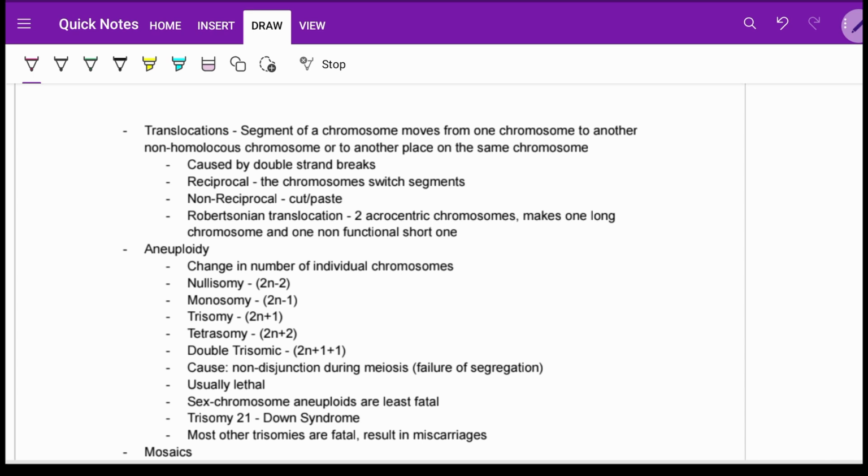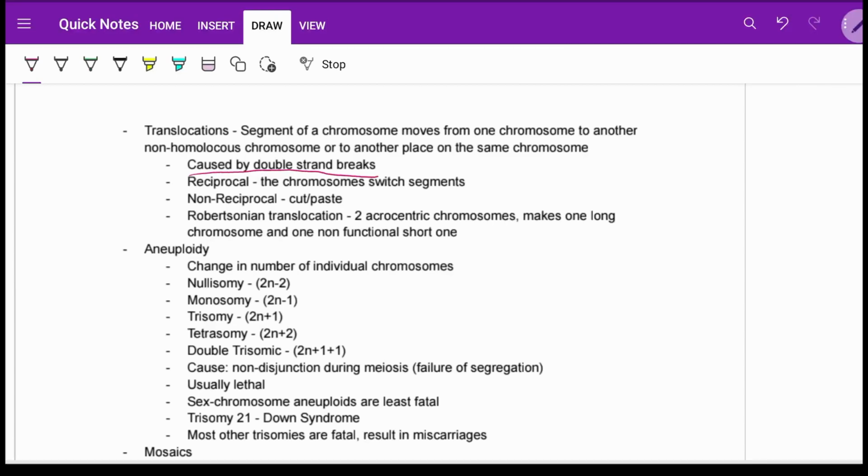Sometimes a segment of the chromosome can move to another chromosome, like completely unrelated, doesn't even carry the same genes, a different type of chromosome, or a segment of the gene can be moved to a different place on the same chromosome. If it is translocated to a non-homologous chromosome, that's generally a lot worse because now we're on a completely different chromosome with different regulation, and it's just a mess. And this can be caused by double strand breaks.